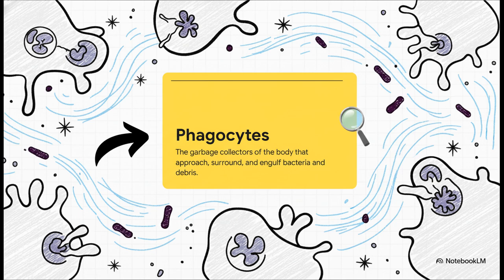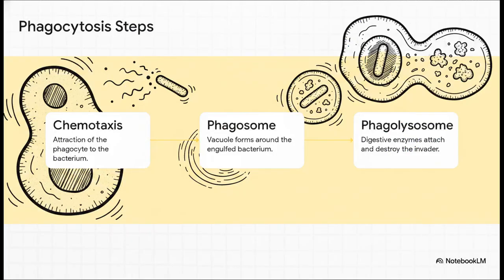For your boards, lock away the fact that neutrophils are the most abundant and efficient phagocytes deployed in this initial innate response. Okay, you absolutely have to know the sequential mechanical steps of this cellular digestion, which is known as phagocytosis. Step 1 is chemotaxis. Think of this as a chemical alarm bell drawing the phagocyte directly to the bacterium.